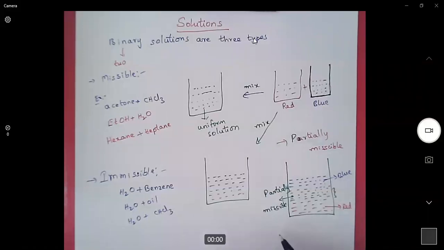When we look at examples of these solutions, phenol and water will form partially miscible solutions. Aniline and water will form a partially miscible solution. Triethylamine and water will form partially miscible liquids. So these are the three basic types of solutions.